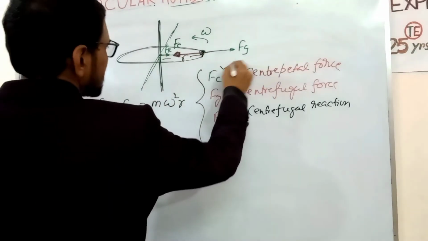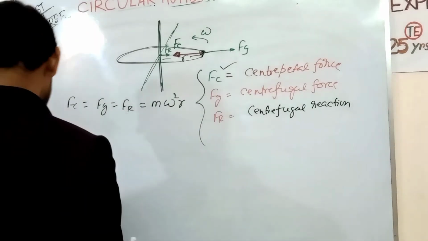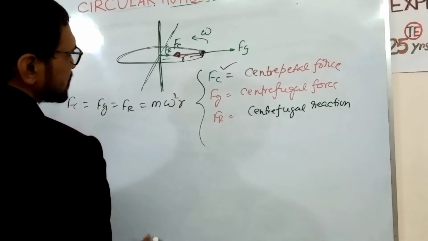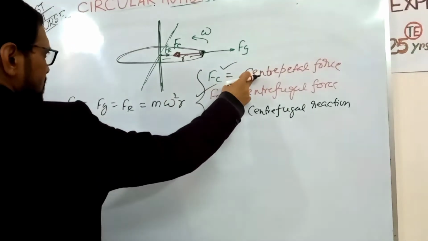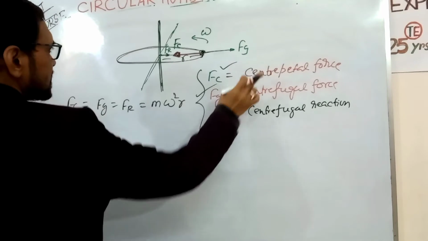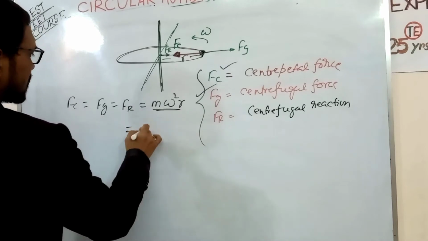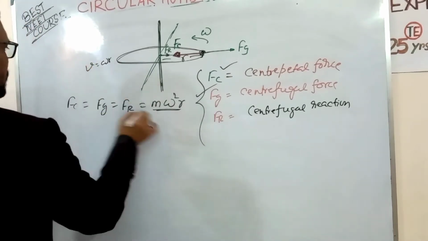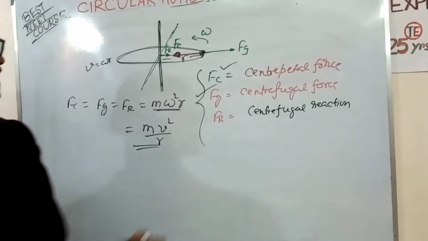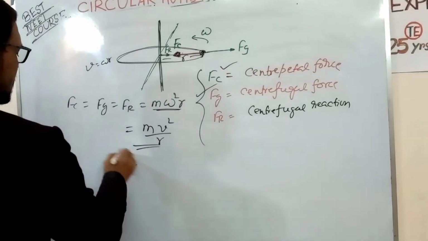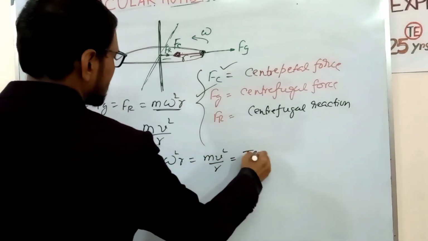So first centripetal force is required for rotating the body. When the body rotates, then centrifugal force is developed, and after this a centrifugal reaction comes. So first this force is supplied, then this force and this force are produced. The three forces have the same value, which is m omega square r, or v equal to omega r. Now put omega equal to v by r, we get mv square by r. So if we calculate the tension of the string, then we get m omega square r or mv square by r, which is the tension of the string.